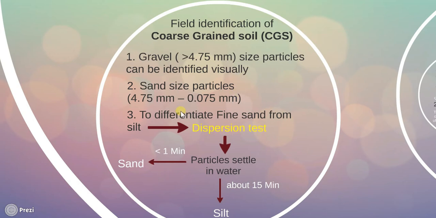But to differentiate fine sand from silt, we can do one test which is called the dispersion test. When a spoonful of soil is poured into a jar full of water, fine sand settles in less than a minute or so, but silt takes about 15 minutes to settle. That is how we will know whether it is sand or silt.